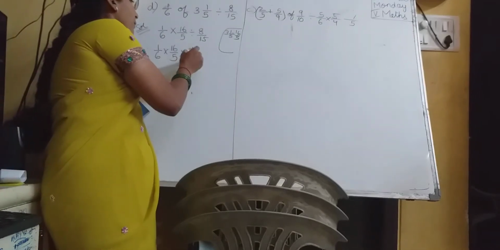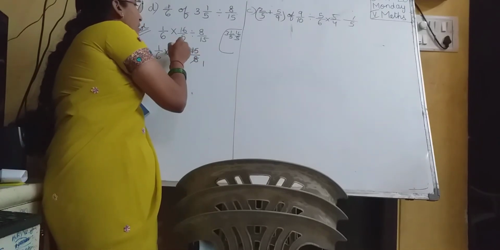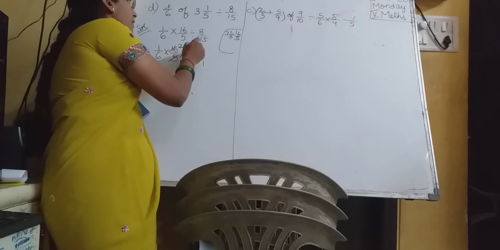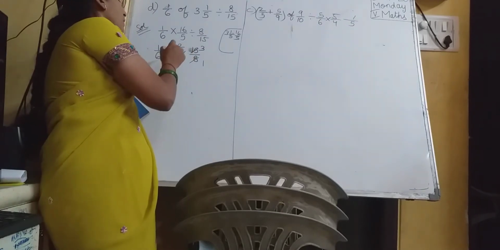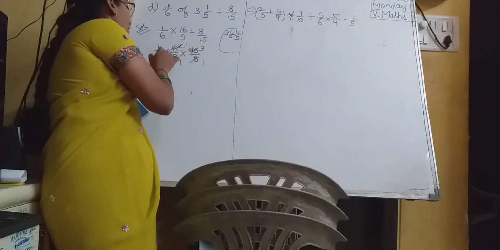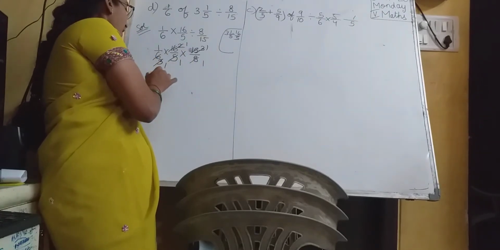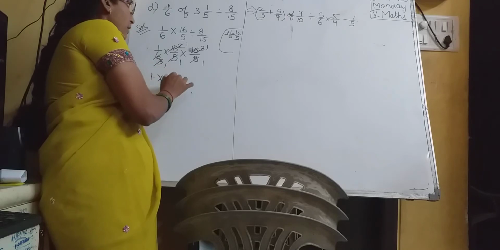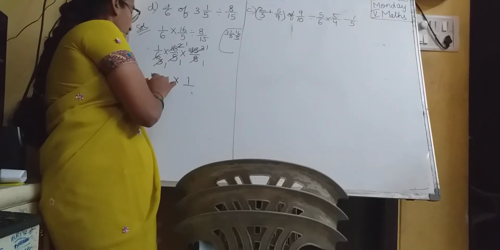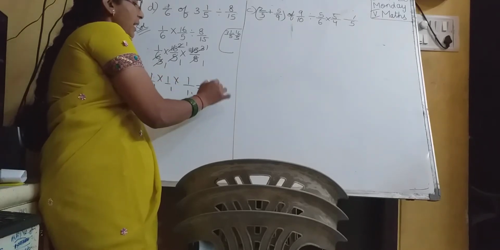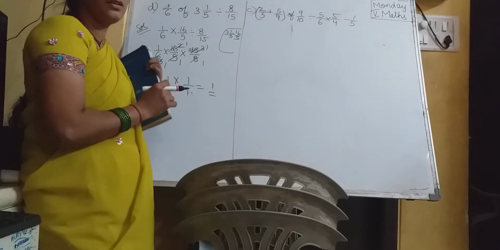See, 8 ones are 8, 8 twos are 16, 5 ones are 5, 5 threes are 15, 2 ones are 2, 2 threes are 6, 3 ones are 3, 3 ones are 3. Now what is left? 1 into 1 into 1, that is 1. 1 is the answer. Yes, followed.